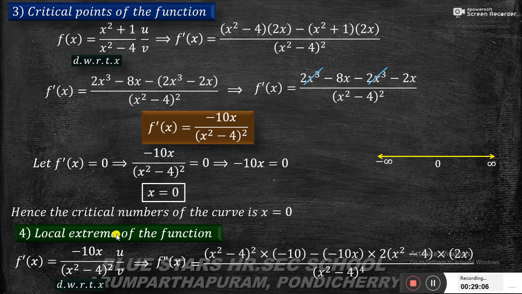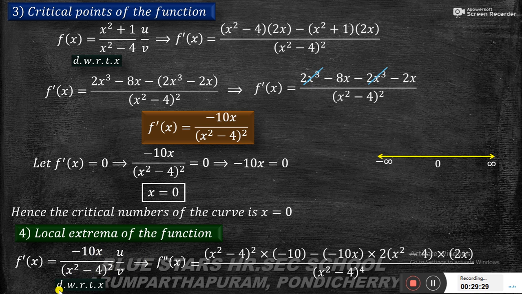Now we find the local extrema. Local extrema means we need the f double dash. We already found f dash of x equal to minus 10x by (x square minus 4) whole square. From this we will find the f double dash. So I write this equation here.